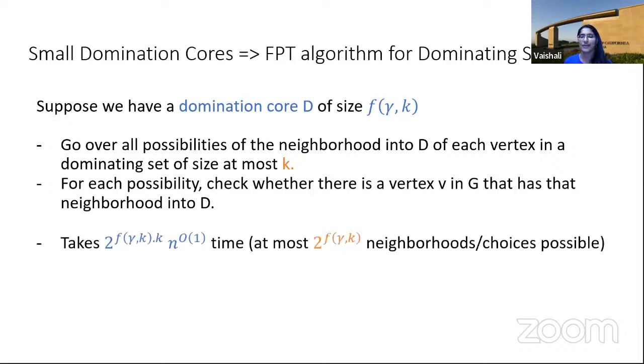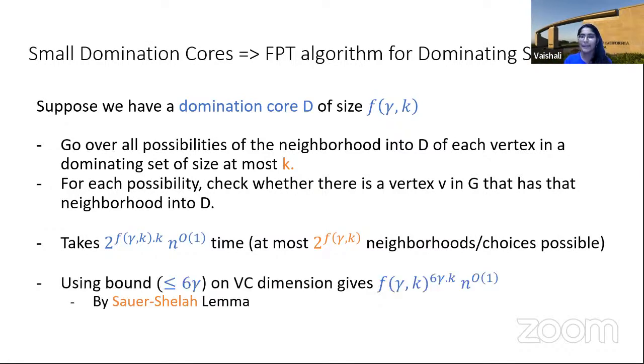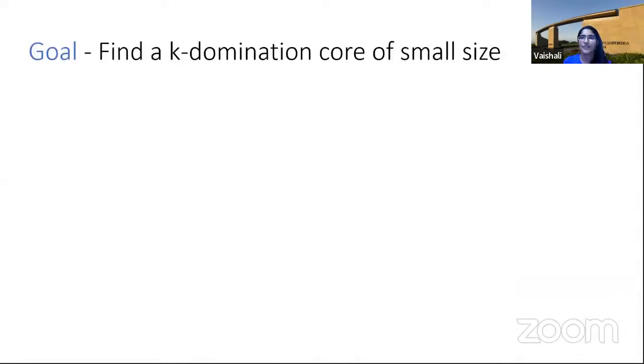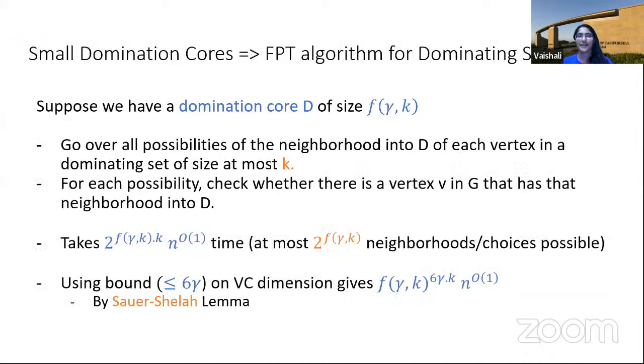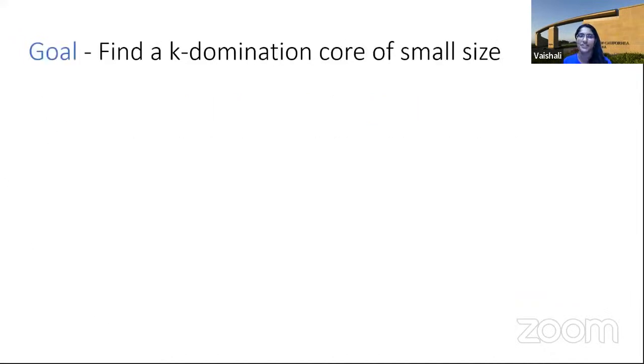The runtime of this algorithm is 2^f(gamma, k) poly(n). Why is that so? Because the number of neighborhood choices into D is 2 to the size of D, which is 2^f(gamma, k). But using our VC dimension result, we can reduce the number of neighborhoods into D to f(gamma, k)^(6 gamma). And essentially, this helps us bound the running time from double exponential to single exponential. So the goal finally reduces to finding a small domination core.